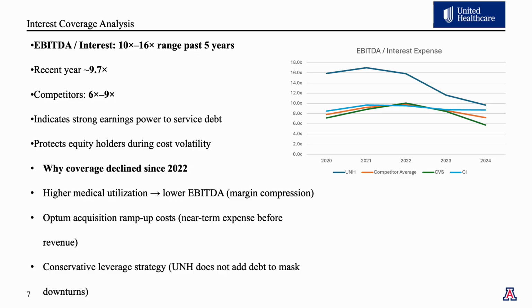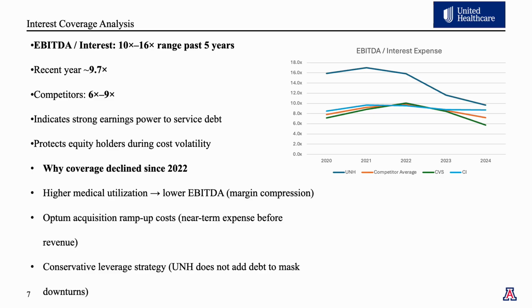Moving on to interest coverage analysis. Interest coverage analysis can tell us how comfortable UNH is with meeting its interest payments using its normal operating earnings from its core businesses. UNH consistently covers its interest expense 10 to 16 times over, and even in the most recent years, you can see on this line chart, when margins tightened, coverage was still close to 9.7 times. For context, CVS and Cigna, as you can see, generally fall within the 6 to 9x range. They remain relatively solvent, but they don't have the same protection buffer that UNH has.